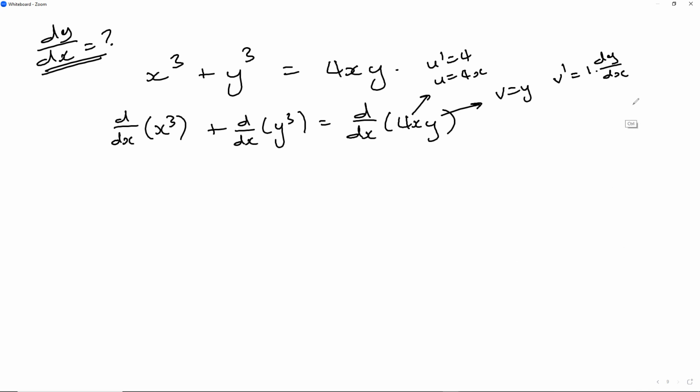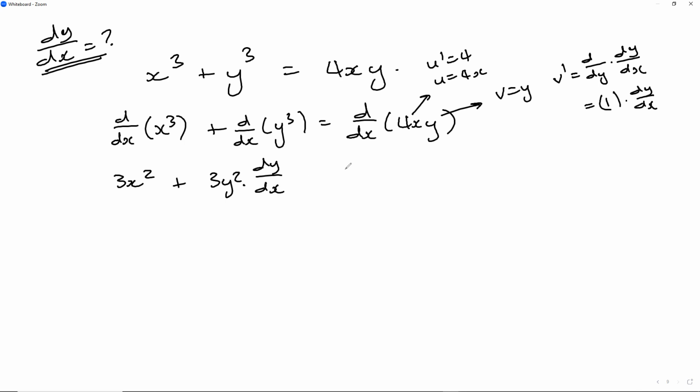Okay? So over here, we do exactly that. We're saying that we're going to have d dy times dy dx, so that the y's will cancel out. This is 1 times dy dx, which is going to be v dash for that. Okay. Deriving x cubed becomes 3x squared. Deriving y cubed as well, we do exactly that: 3y squared multiplied by dy dx. Okay.